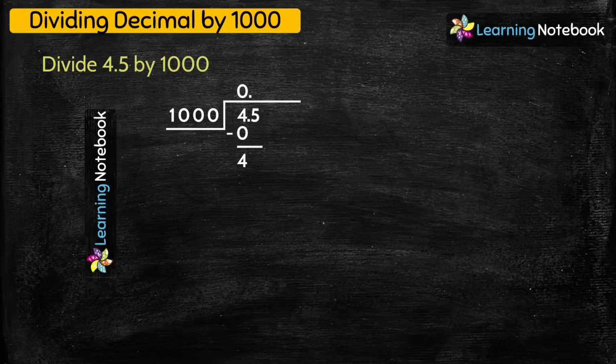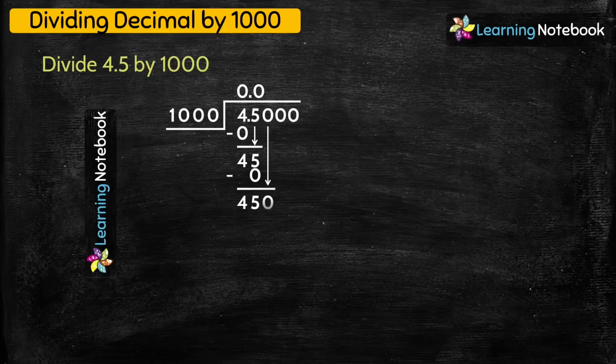Now let's continue with the division. We will copy next digit 5. So now we have to divide 45 by 1000. But again, it is less than 1000. So we will do 1000 into 0 equals to 0. So 45 minus 0 equals to 45. Now the remainder is 45. So to continue with the division, we will insert few zeros.